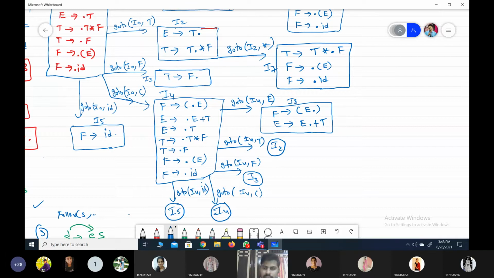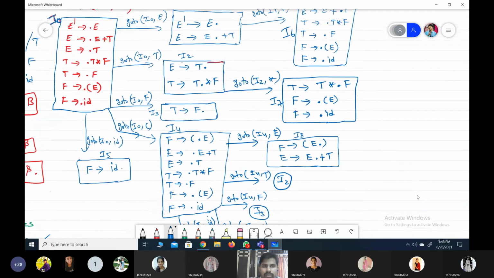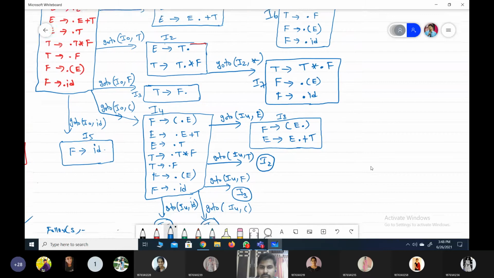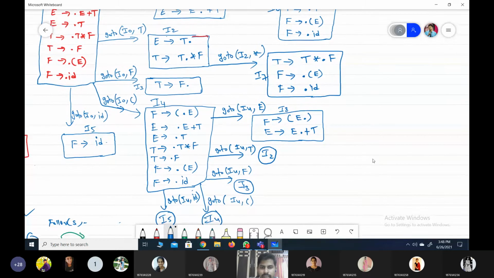Once again, recapping the section: on the I0 set, if you observe the alphabets, we obtained I1, I2, I3, I4, I5. On the I1 state, if the symbols are applied, then I6 is observed. On I2, if star is applied, we observe I7. On I4, if you apply some set of alphabets, then I8 is obtained. And I5 cannot be cross-checked because the dot has ended towards the extreme right side. Yes or no? Up to this part.